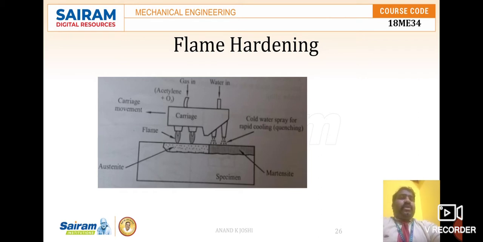In the figure you can observe that there is a gas inlet. That gas will be acetylene plus oxygen. Combining this gas gives an acetylene flame, and you can observe that flame at the surface of this specimen. Here the water will be entering through this area. This depth of hardening depends upon the heat supplied per unit area per unit time, as we already told. So the faster the flame is moved over a surface, the lesser the depth of hardening that can be achieved.